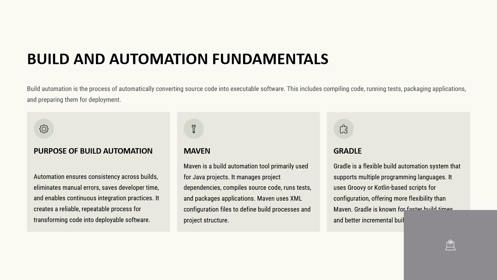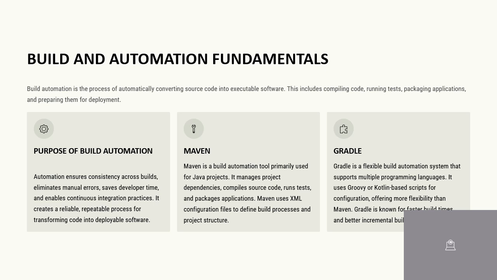So build automation has to include the compilation, like compiling the code, then running the tests, then packaging applications, and basically preparing them for deployment. So build automation covers converting source code into executable software in one line. Okay, so it ensures consistency.